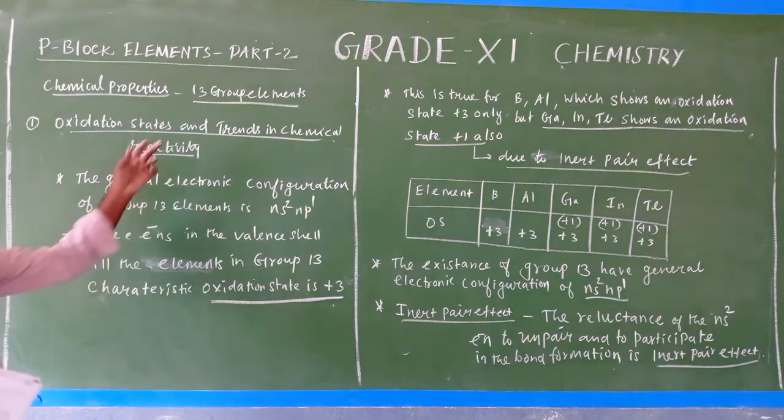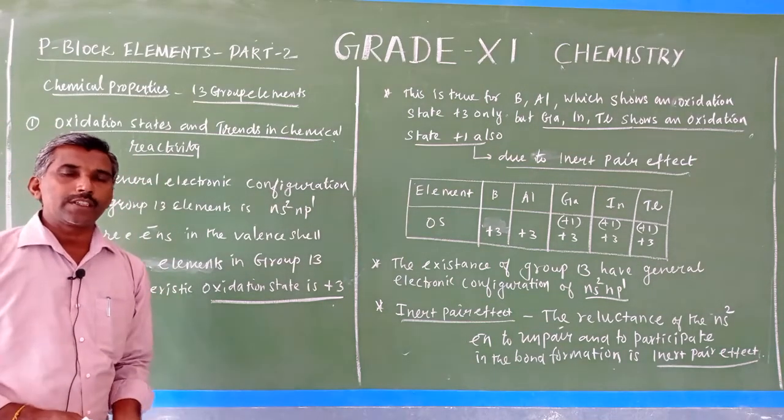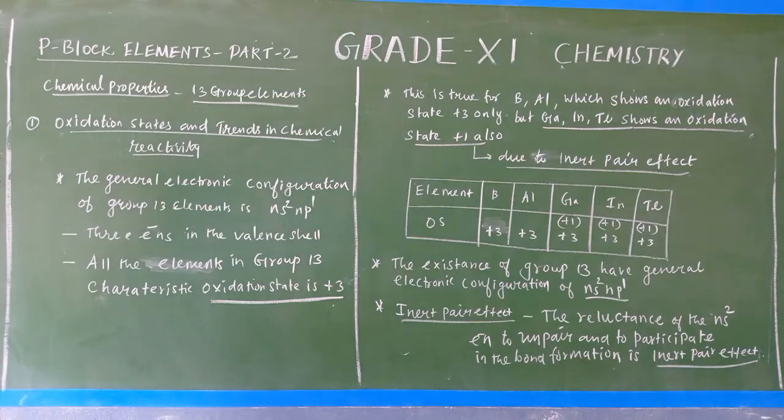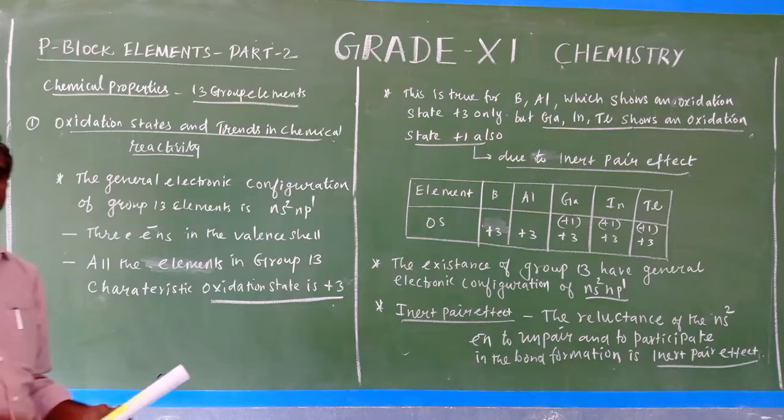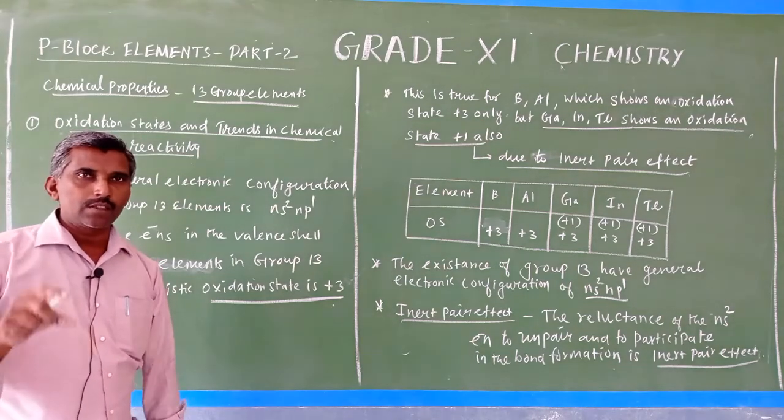Now, chemical properties of group 13 elements. First one, oxidation state trend and chemical reactivity. Oxidation state, the first part is very important. This is a neat question.